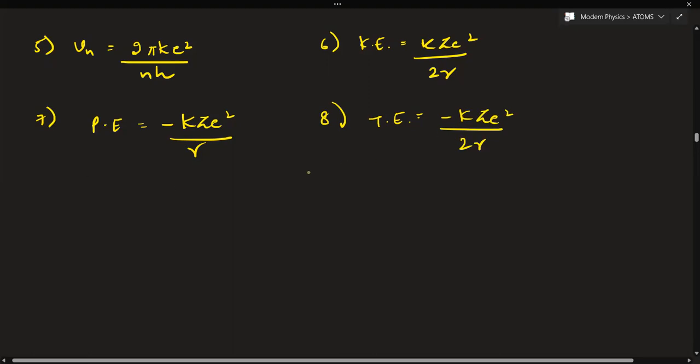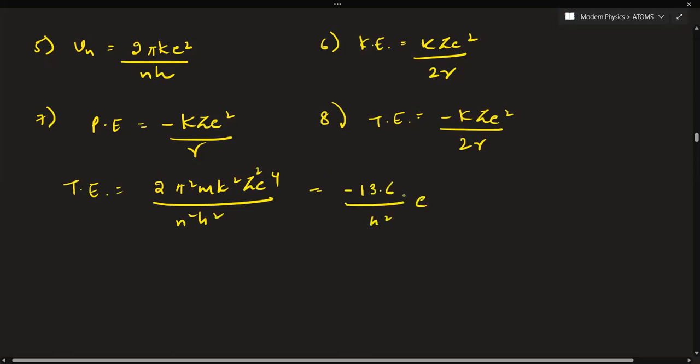The total energy can also be given as the long formula, 2 pi square mk square z square e to the power 4 divided by n square h square. So now see, we don't usually use this. We usually use minus 13.6 divided by n square electron volt.